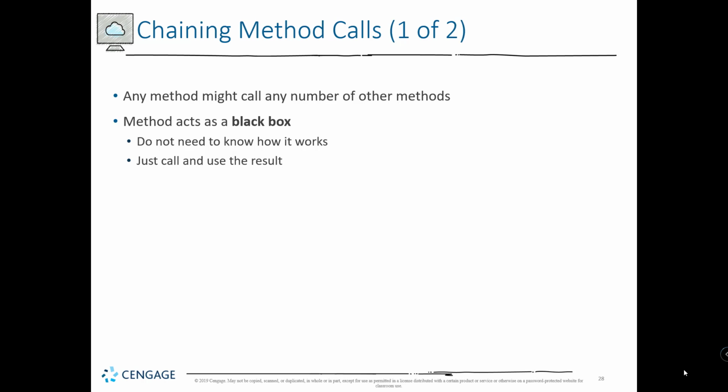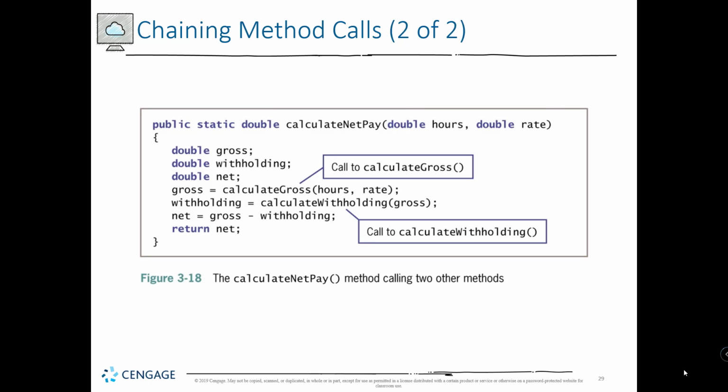Any method might call any number of other methods. Methods act as a black box. You don't need to know how it works. Just call it and use the result. And that kind of relates to what I told you last year about things like the math library. You can call math.pow. You don't know what formula it uses, but you're going to get a good result.